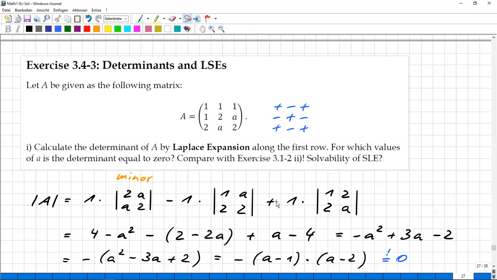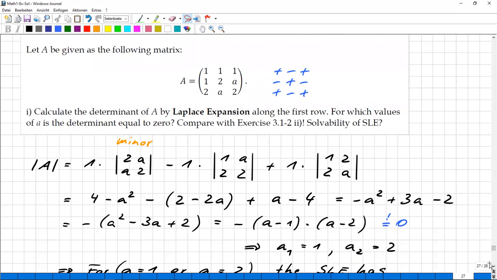Resolving them later. Also plus, what do we have? 1 times a minus 4. So that's it. If we resolve these and remove these parentheses, look carefully. What you get is minus a squared. That's the only quadratic term. Then we have minus 2a, which is plus 2a, and then also again plus a. So it results to 3a, and then all the constants together: 4 minus 2 is 2, minus 4 is negative 2. That's our polynomial now in a.